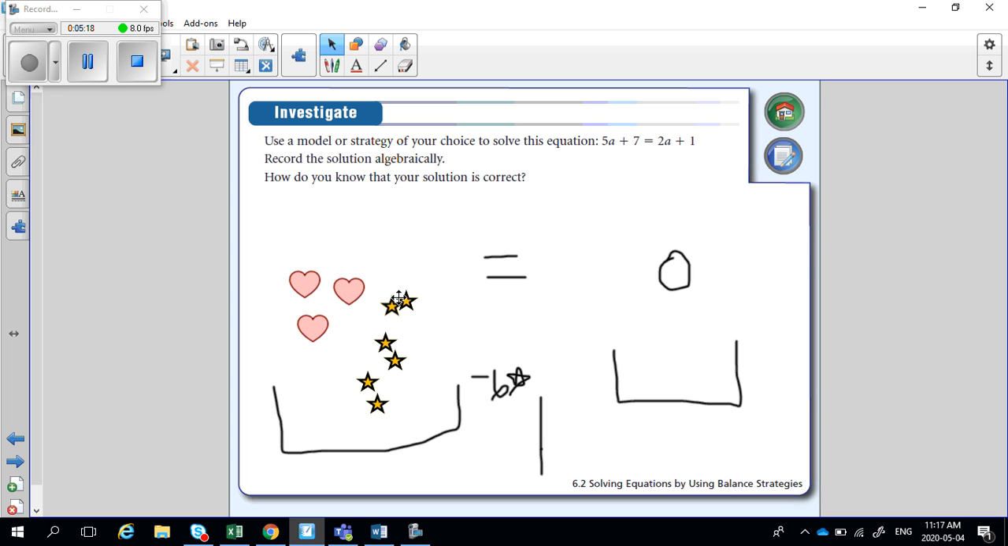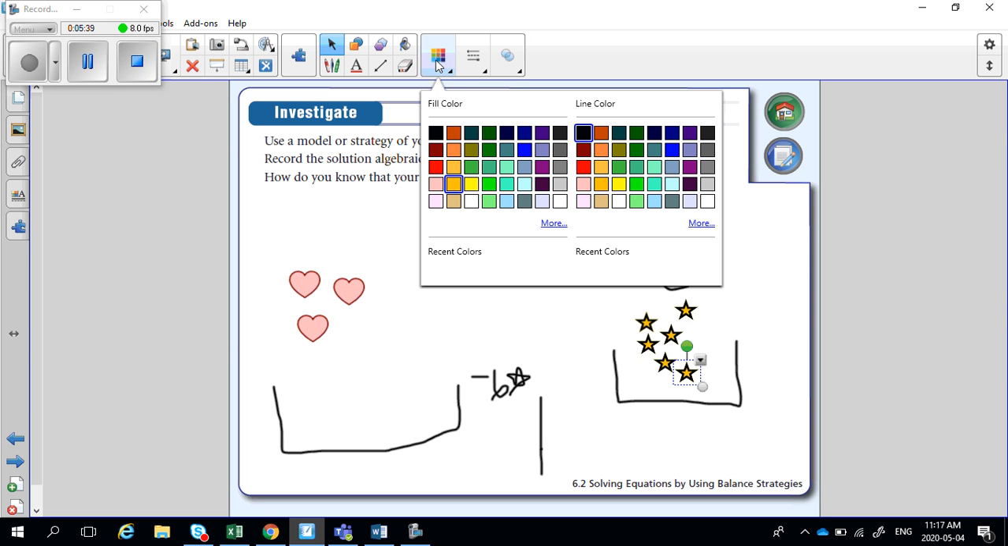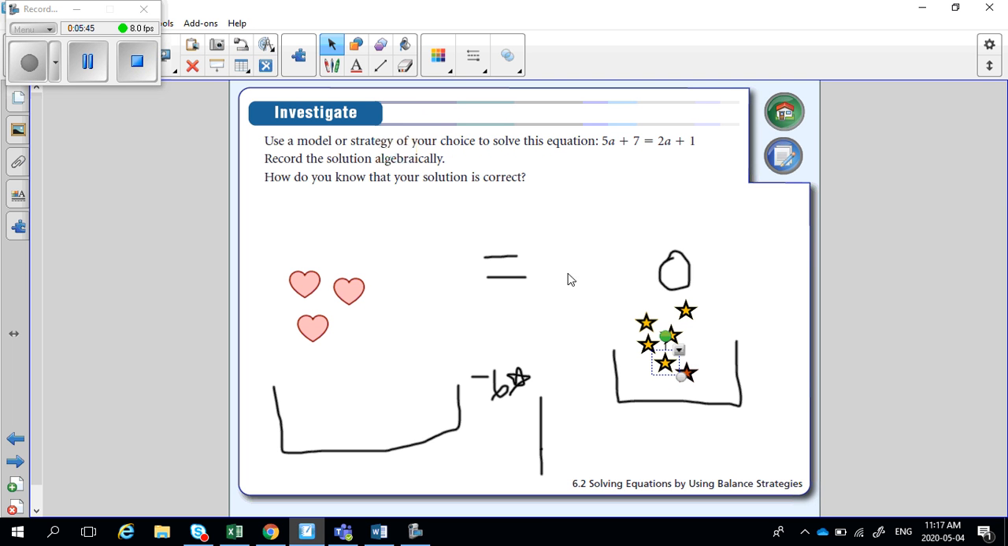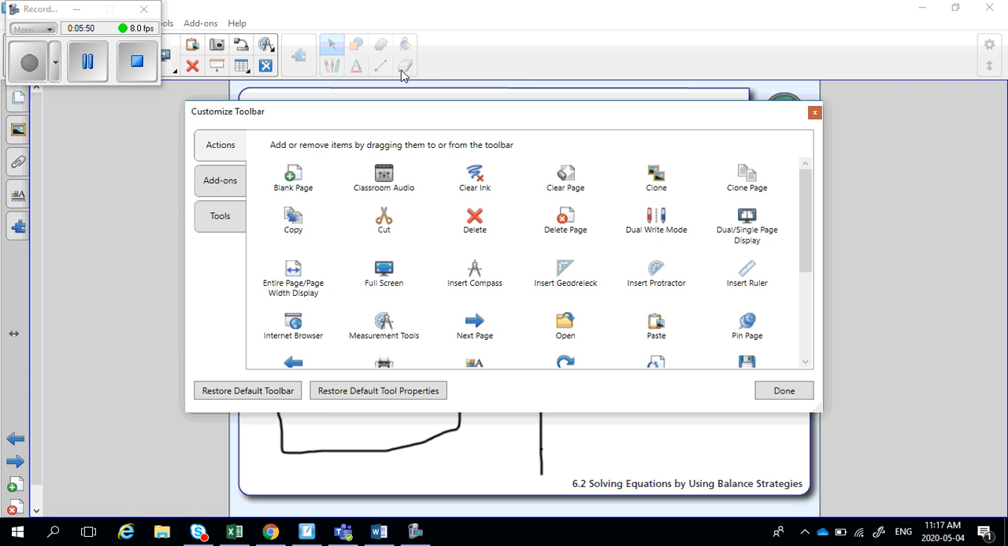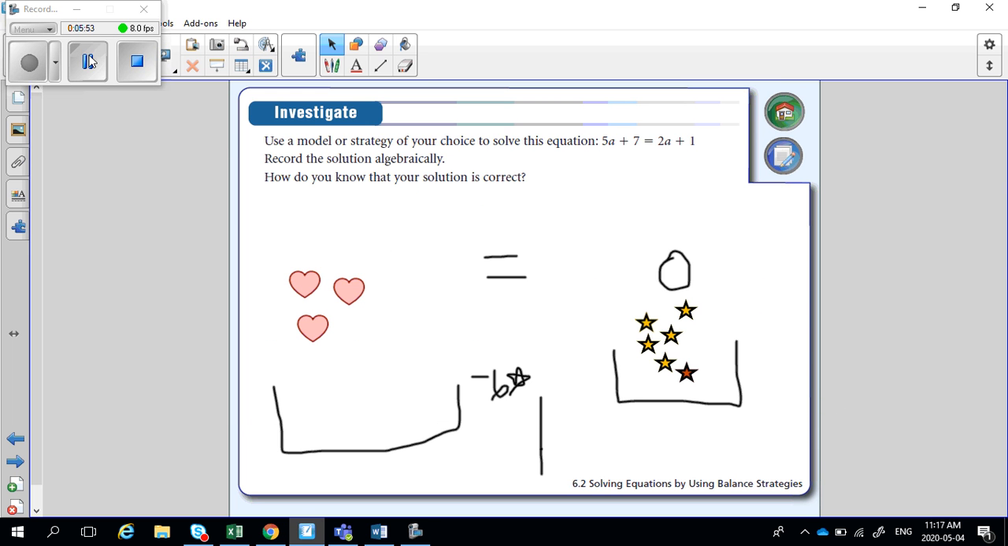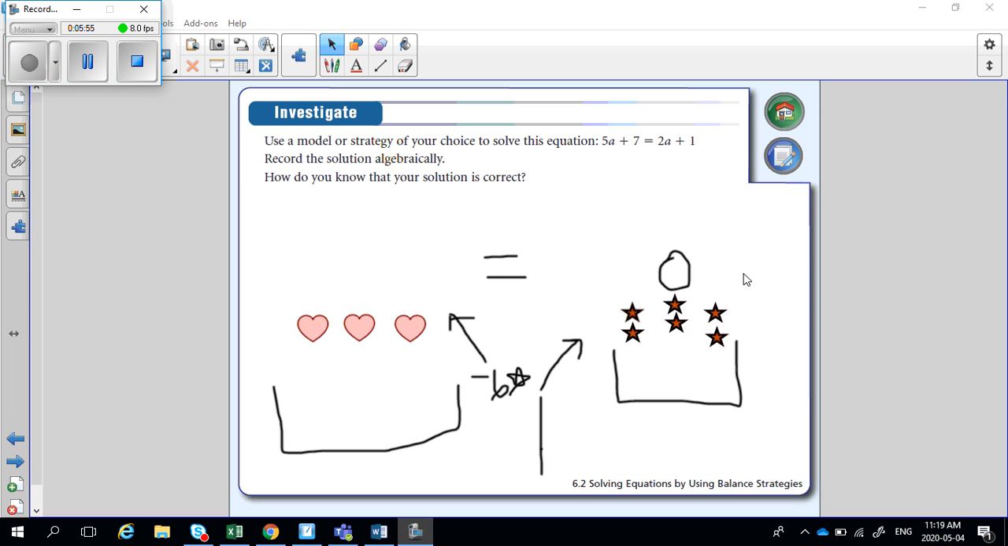Okay, so say I take all these stars and I move them over here. When they move over here, something's going to happen. Because if I just put them over here like that, those are still positive stars, not negative stars. And they have to be negative because I'm going to add negative 6 stars to both sides. So we'll change these guys to a different color. Ew, that's not a very nice color, is it? Oh, well. Okay, so I changed them all to the negative color.